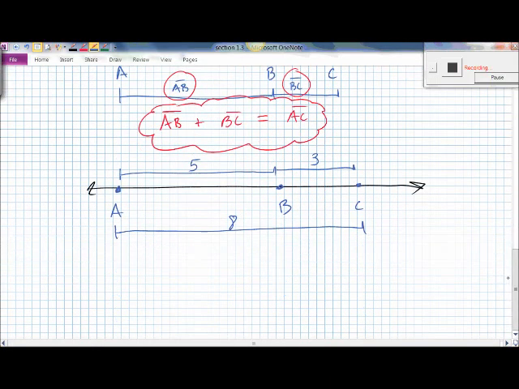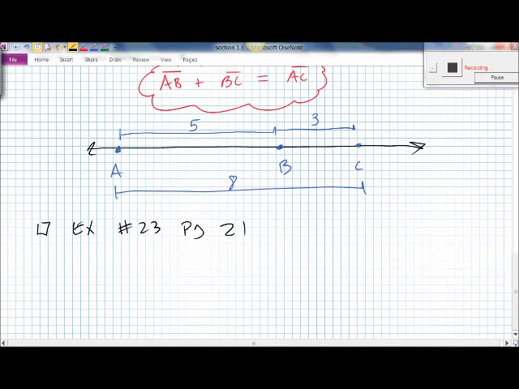Okay, great. For the fifth box, I'd like to do example number 23 on page 21. So please open your book. Page 21, I want to do number 23 with you, okay? If you don't have your book, make sure you are bringing your book to class every day. And the picture looks like this while you get set up.